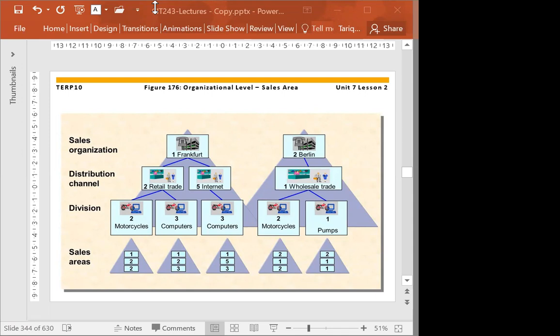It is just like, suppose in your country Islamabad, Lahore, and Karachi, there are three sales offices and they are making sales. So every office will enter their own sales organization number. Islamabad will enter the Islamabad sales organization number, Lahore will enter the Lahore sales organization number, and Karachi will enter the Karachi sales organization number.